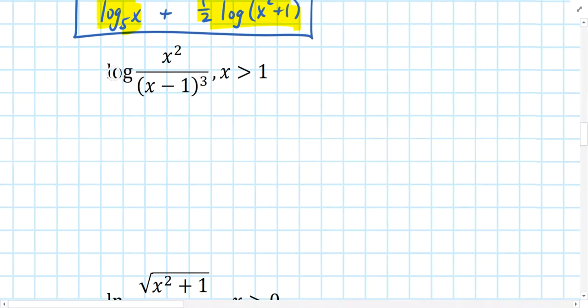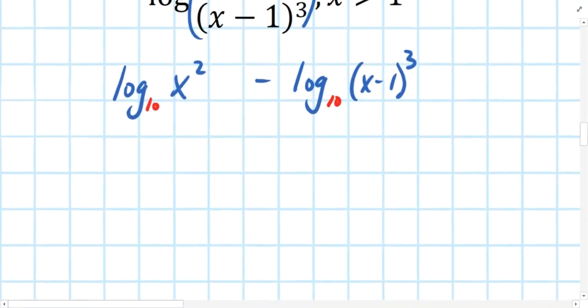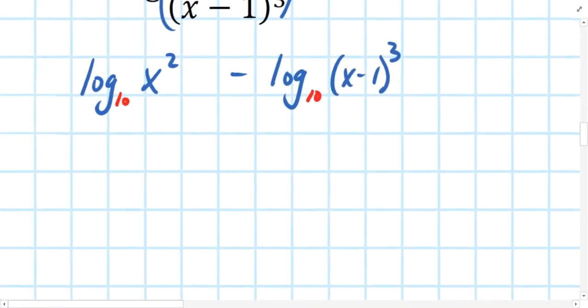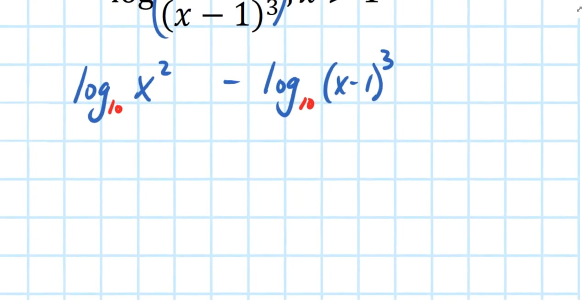Here's another example. We have a logarithm of a quotient of two items. So immediately I'm going to separate this quotient into a subtraction problem. So I'll say logarithm of x squared minus logarithm of x minus 1 quantity cubed. Now you may be wondering, where's the base value for this logarithm? And this is a perfect opportunity for me to point out that if a logarithm is written without the base, we assume that the base value is 10.